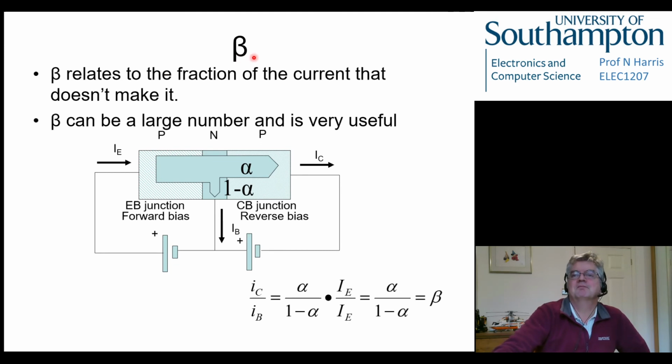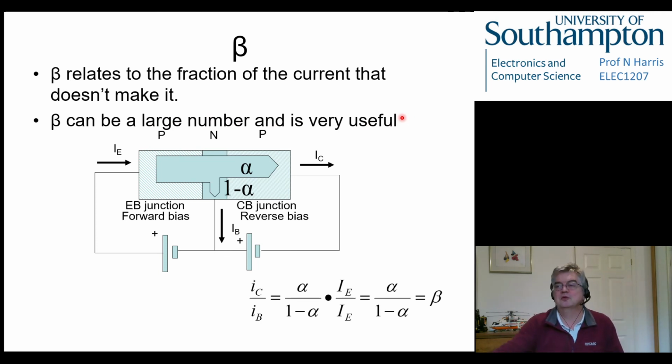So beta relates to the fraction of the current that doesn't make it across the device. Beta can be a large number and is very useful. And we actually introduced ourselves to beta last week without anyone telling us about it, in our dependent source example.